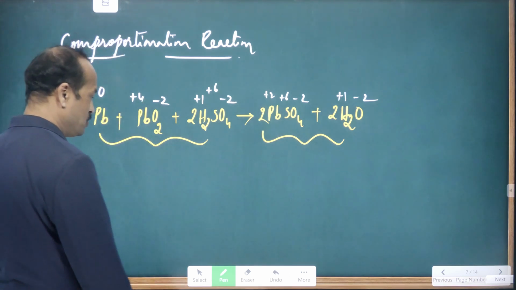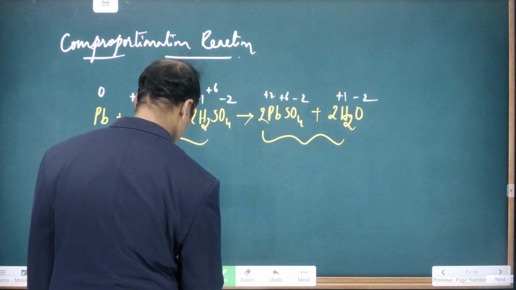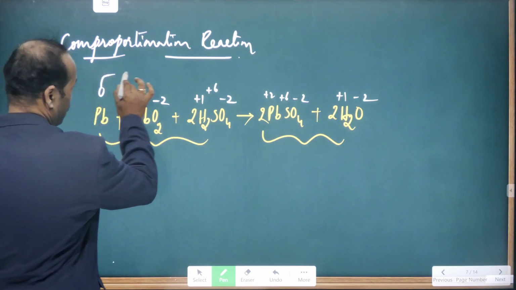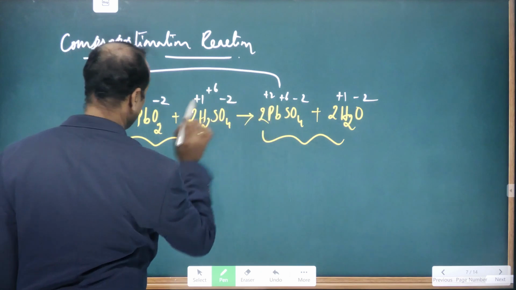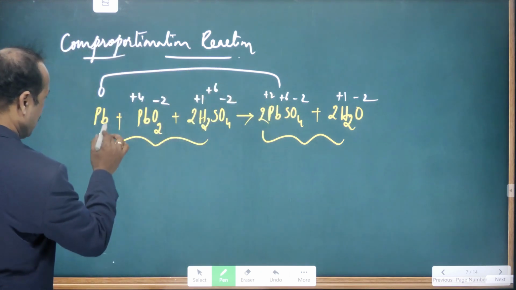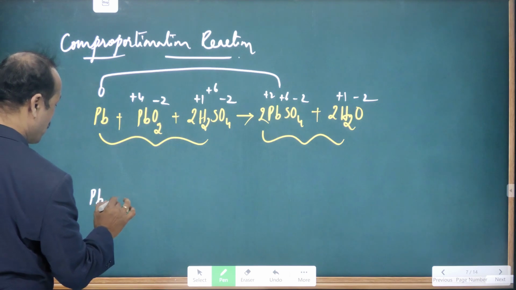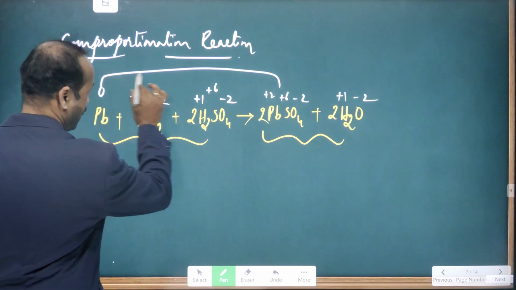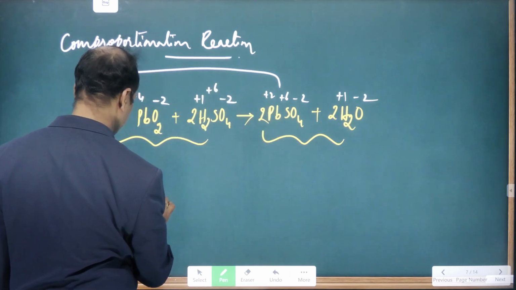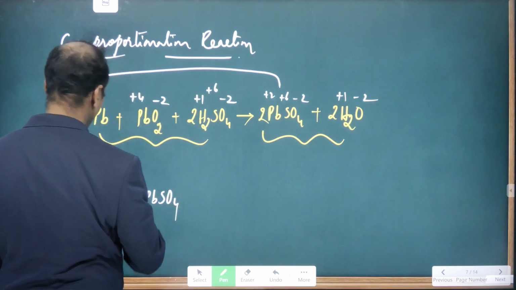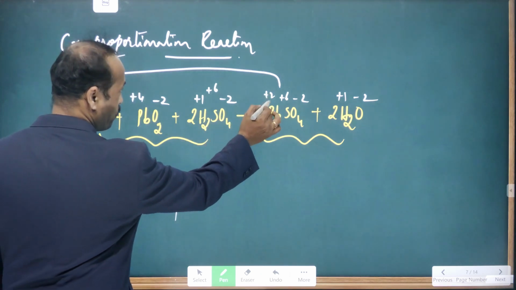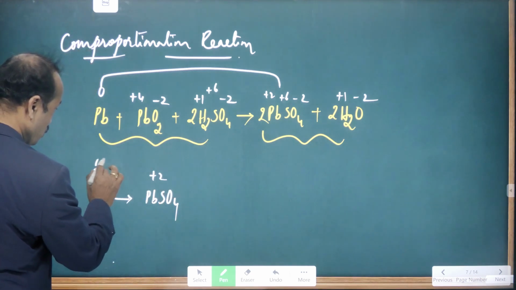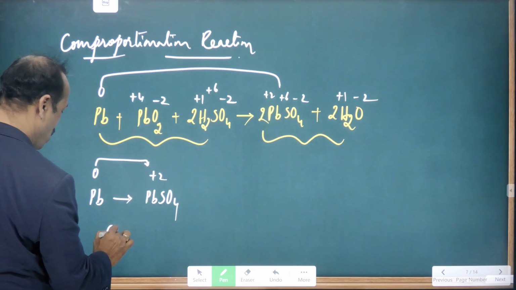Now see what's happening here. First I will write only one part for your understanding, because lead is on both sides. Pb on the left side, and on the right side PbSO4. It is 0 on the left and +2 on the right. So 0 to +2 is an increase. This is called oxidation.